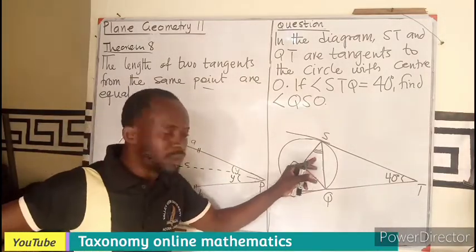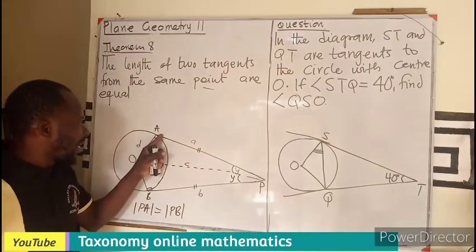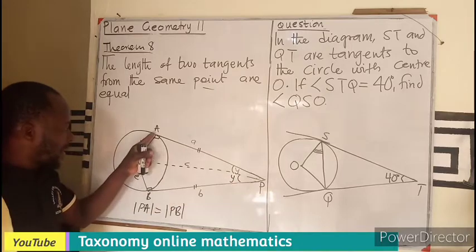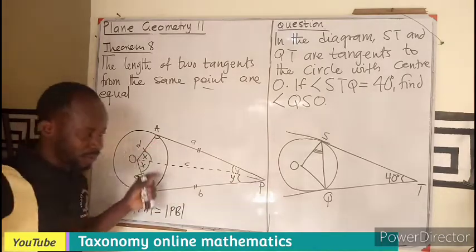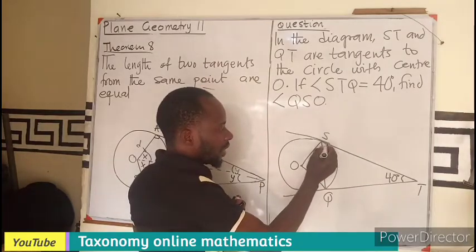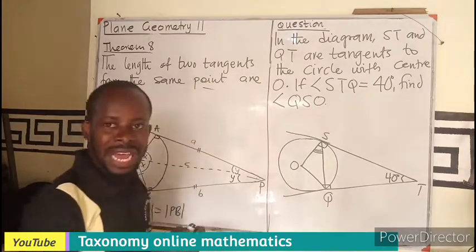This angle is what you are looking for. But we know that from here, the line from A to P makes an angle of 90 with the radius. So here I also know that this is also going to be 90. This is also going to be what? 90.